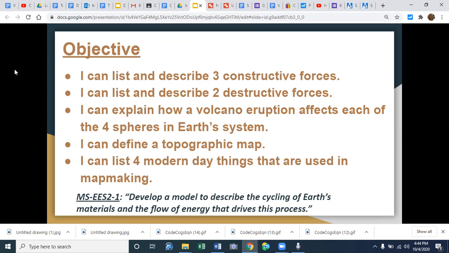And that's more in depth in your book, actually. And you can define a topographic map and list 4 modern day things that are used in map making. Our substandard is at the bottom: develop a model to describe the cycling of Earth's materials and the flow of energy that drives this process. And that is what we are currently working towards.